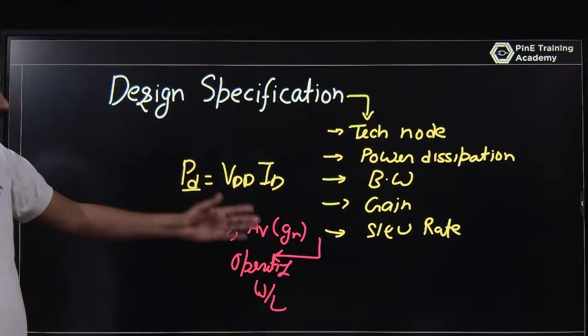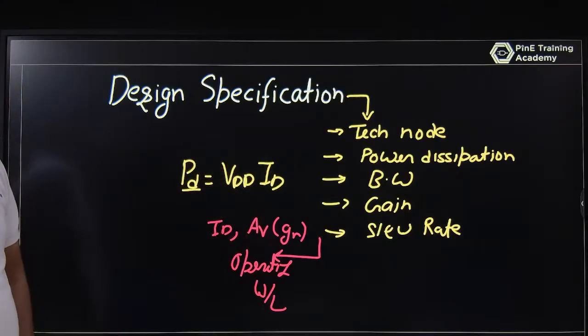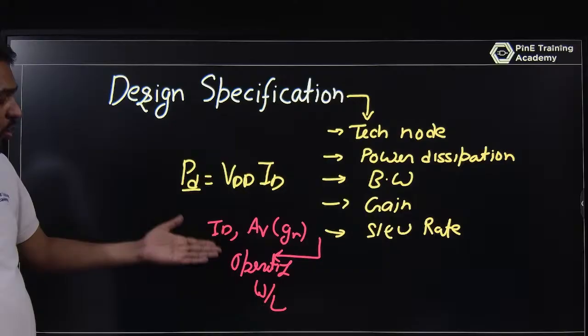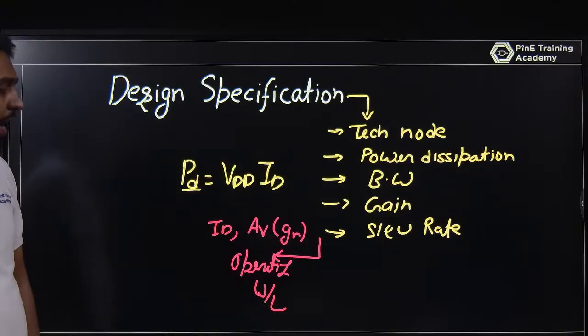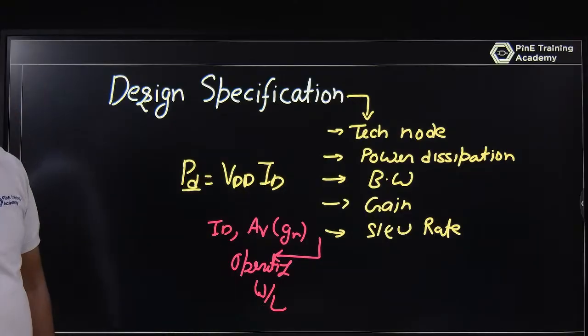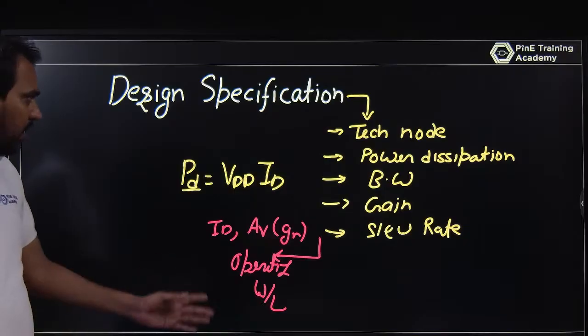Okay, so this will help you to design your circuit, and on the basis of the requirement you will set the W by L, transconductance, and the drain current. Okay, so this is the very important part.